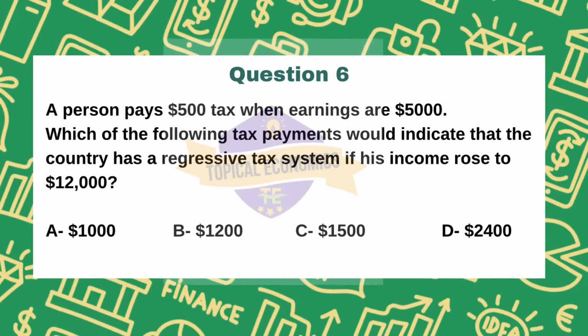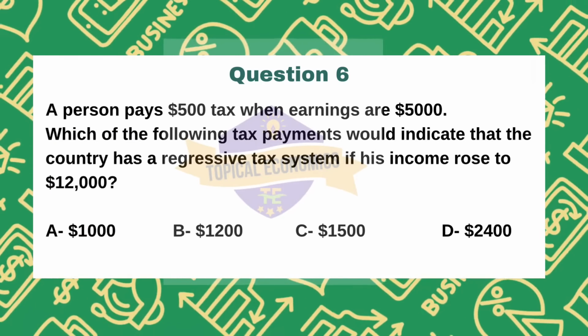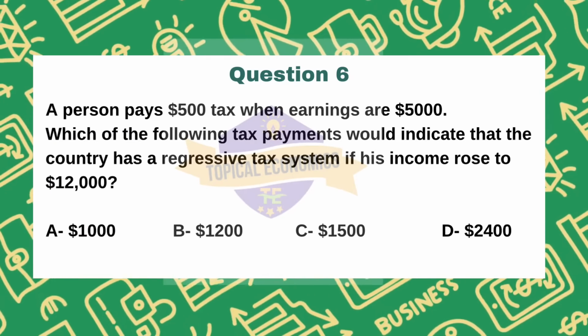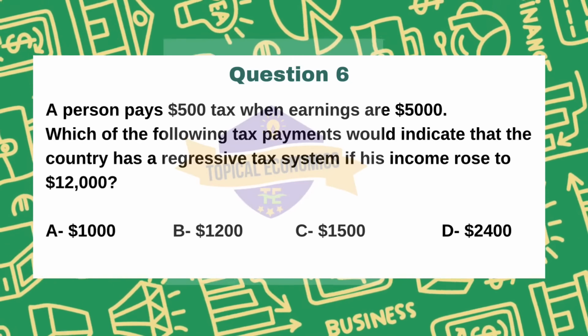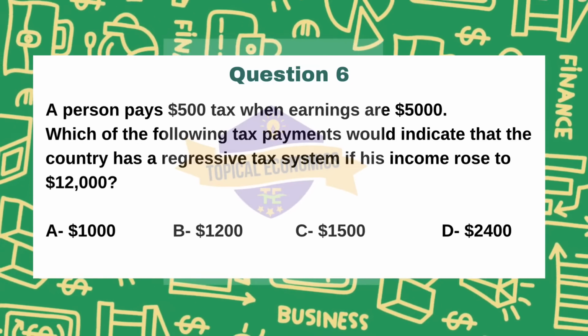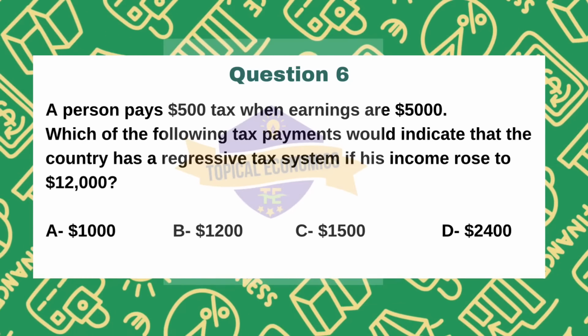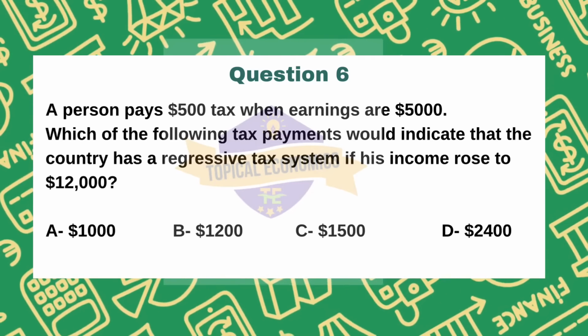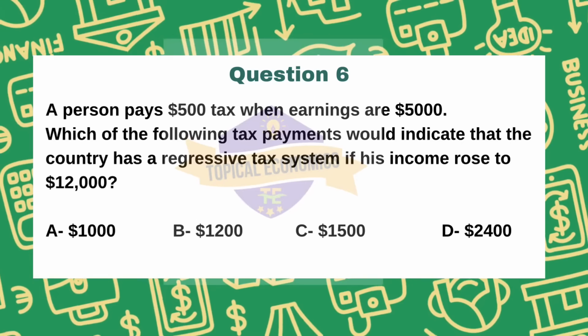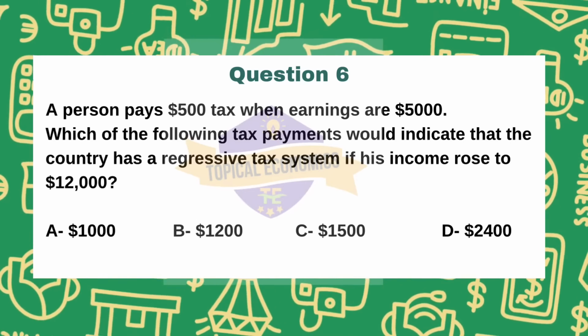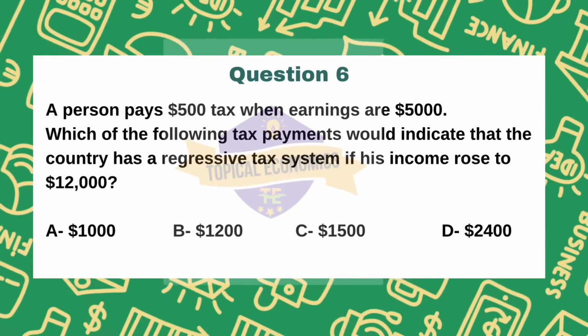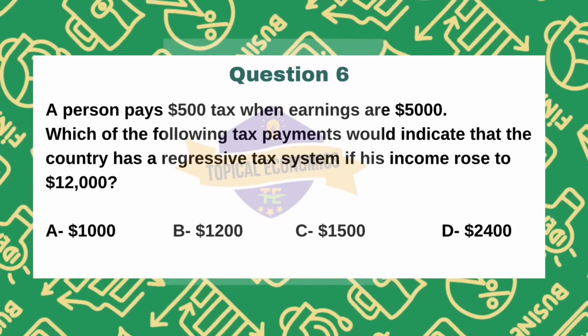Moving to the sixth question. A person pays $500 tax when earnings are $5,000. Which of the following tax payments would indicate that the country has a regressive tax system if his income rose to $12,000? A. $1,000. B. $1,200. C. $1,500. D. $2,400.